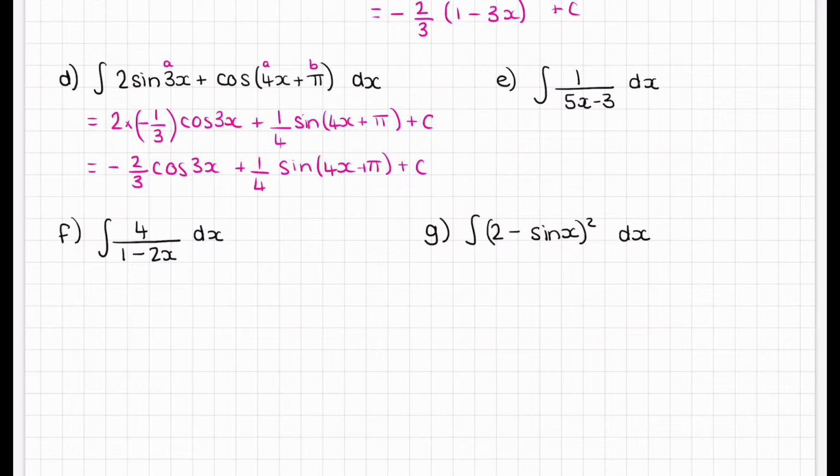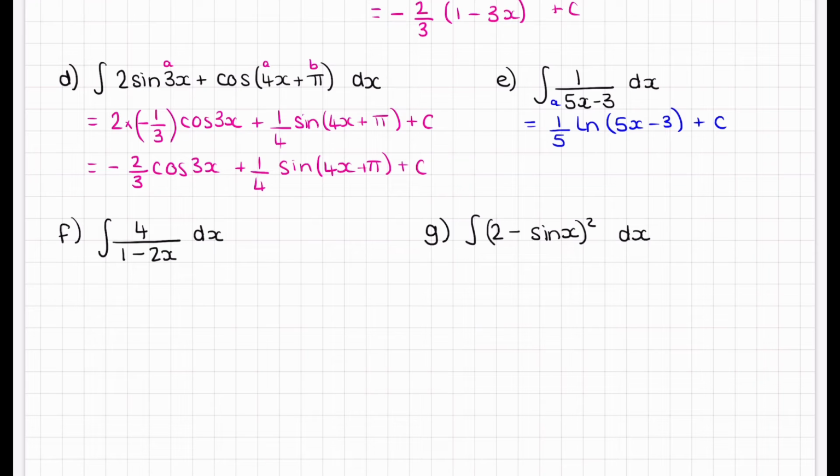Part E, the integral of 1 on 5x minus 3. And this is where we have to bring logs into play. So the a would be the 5, and this would give us 1 on 5, because it's the 1 on a, and then ln, then the whole denominator in the bracket, and plus c.